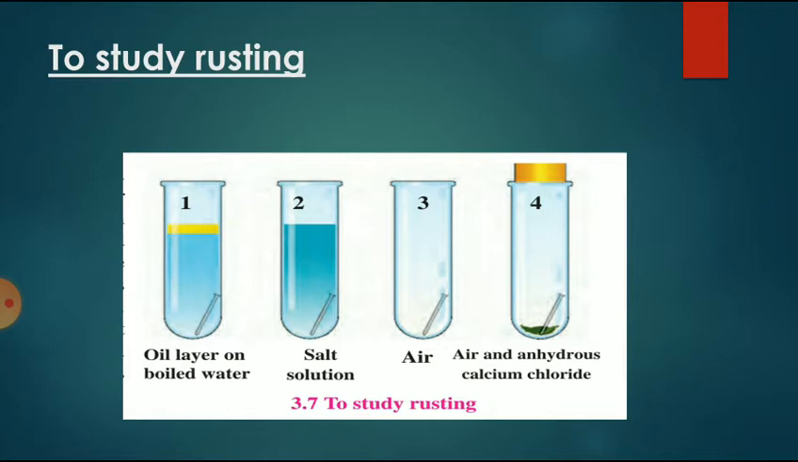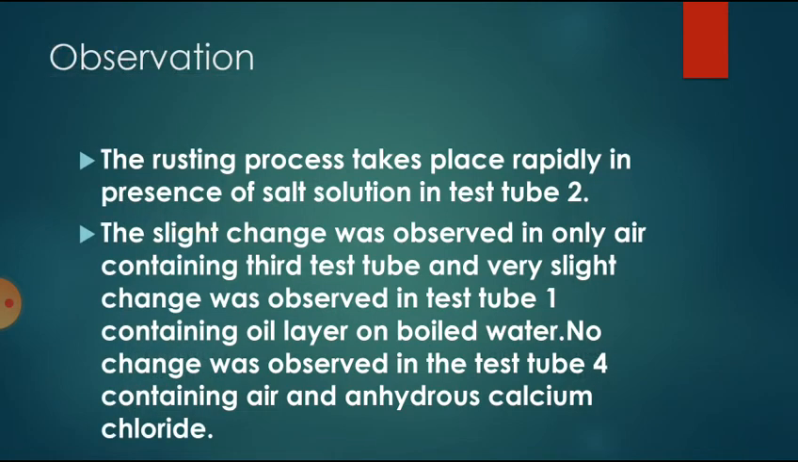The rusting process takes place rapidly in the presence of salt solution in test tube 2. A slight change was observed in test tube 3 containing only air, and a very slight change was observed in test tube 1 containing an oil layer on boiled water. No change was observed in test tube 4 containing air and anhydrous calcium chloride. This means the rusting process takes place rapidly in the presence of salt.